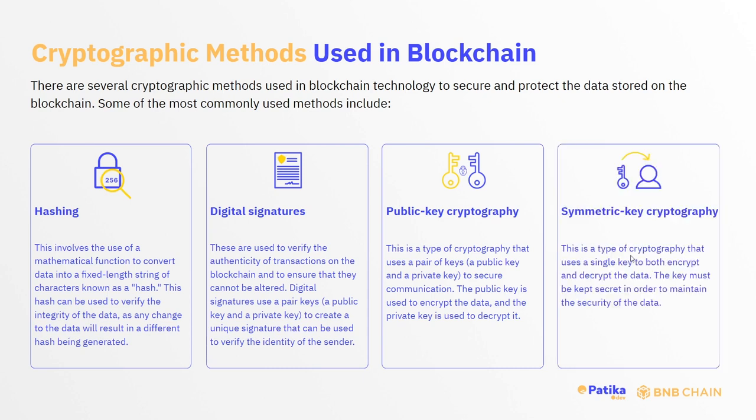Symmetric key cryptography is a type of cryptography that uses a single key to both encrypt and decrypt the data. The key must be kept secret in order to maintain the security of the data. For example, the Caesar Cipher, right? We are using the same secret key. It was 3 for our example.